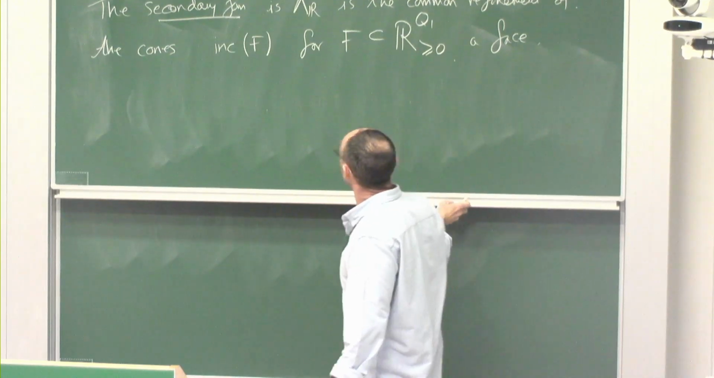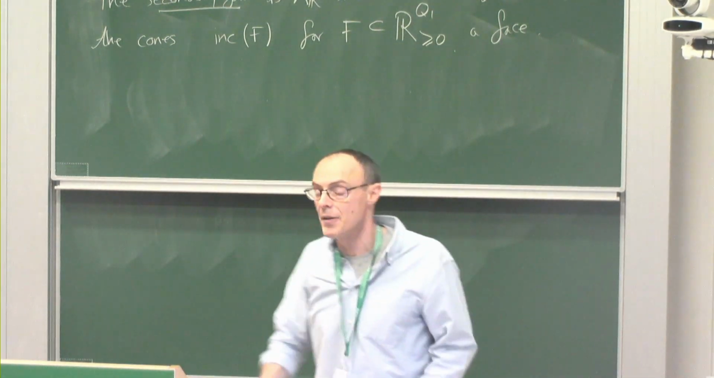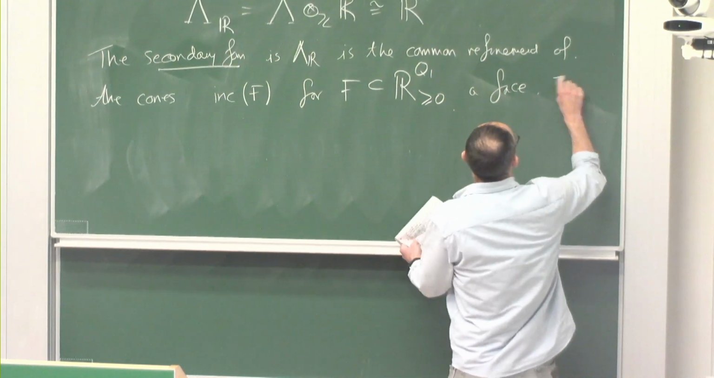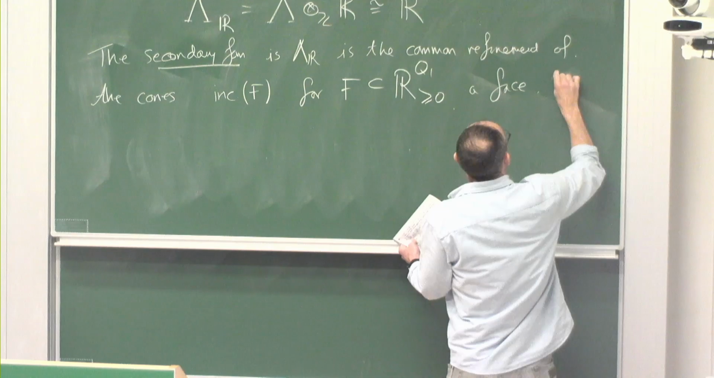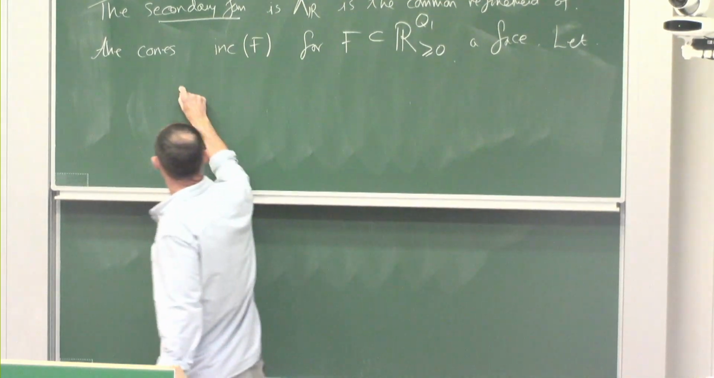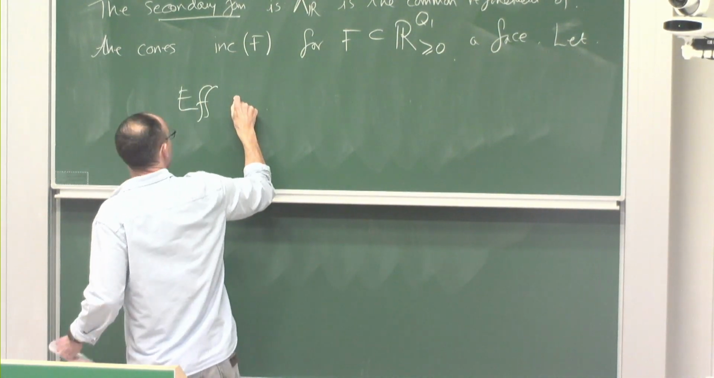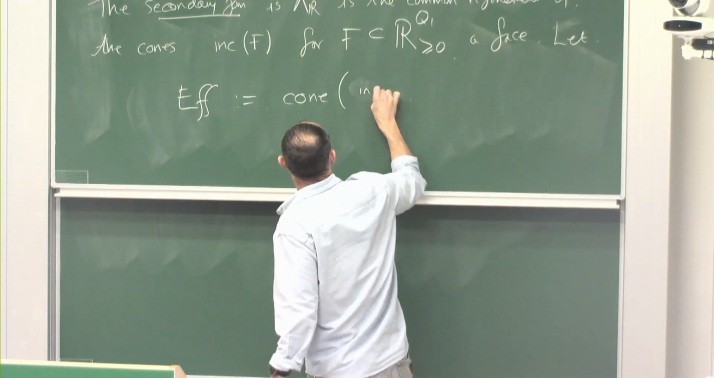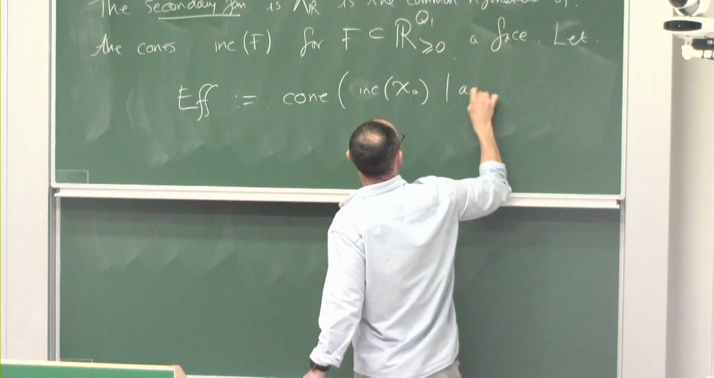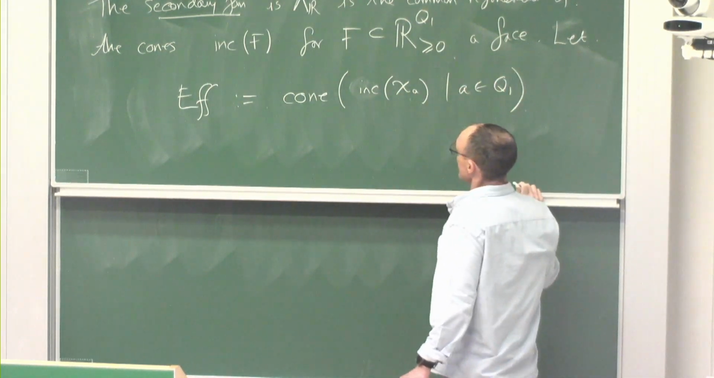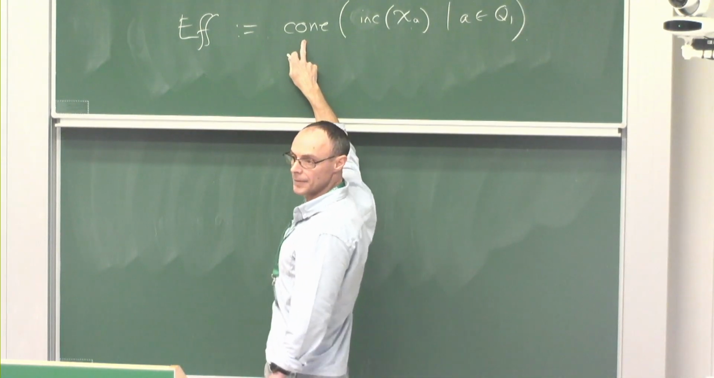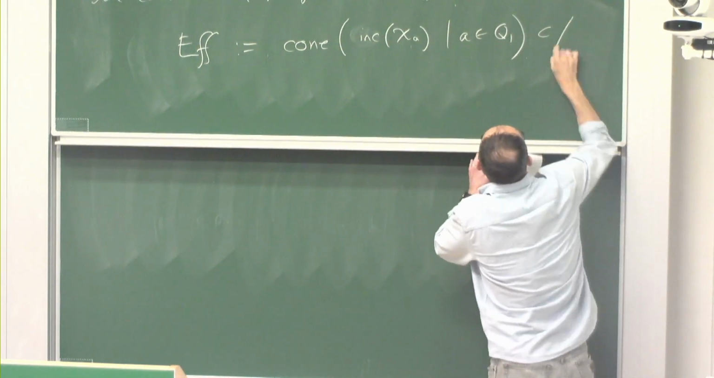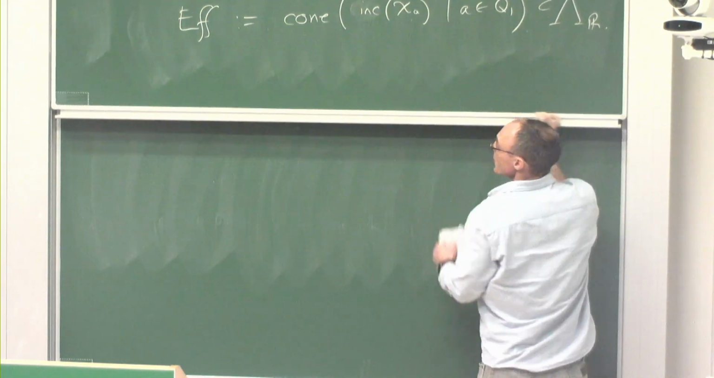So we take all the possible faces of this positive orthant, we map them all down under this map, int, and we take the common refinement of all those, and the support of this fan I'm going to call the effective cone. This is, I'll use the notation cone of these vectors, int of chi a's, where a is an arrow. This simply means that the cone, the R greater than or equal to span of these vectors, this is in Lambda R, of course.